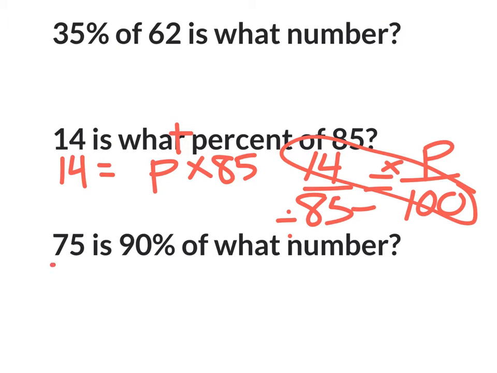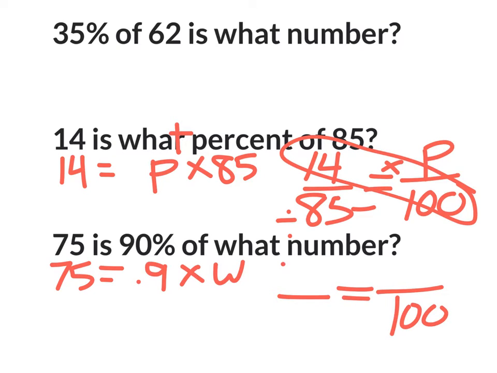I'll try that again. 75 is 90% of what number? Since we don't know the number, I set it up as an algebraic equation or as a proportion. 75 is the 90%, and we want to know the 100%. We're ready to multiply and divide.